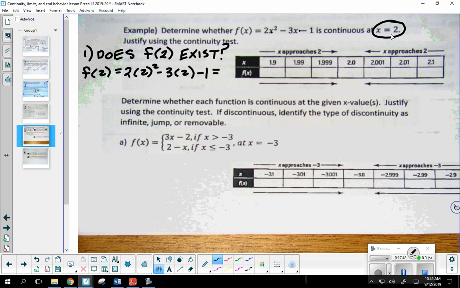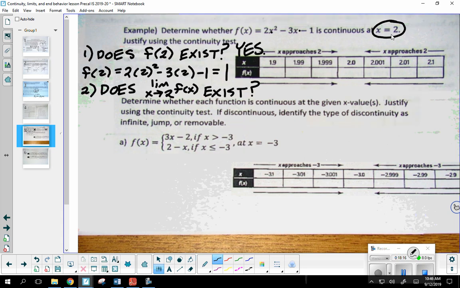All right, so what is the value? What's the y value? 1. So what do you think? Does f of 2 exist? Yes. Step 1 is looking good, so I can say yes to step number 1. Now step number 2, the question is, does the limit as x approaches 2 of f of x exist?